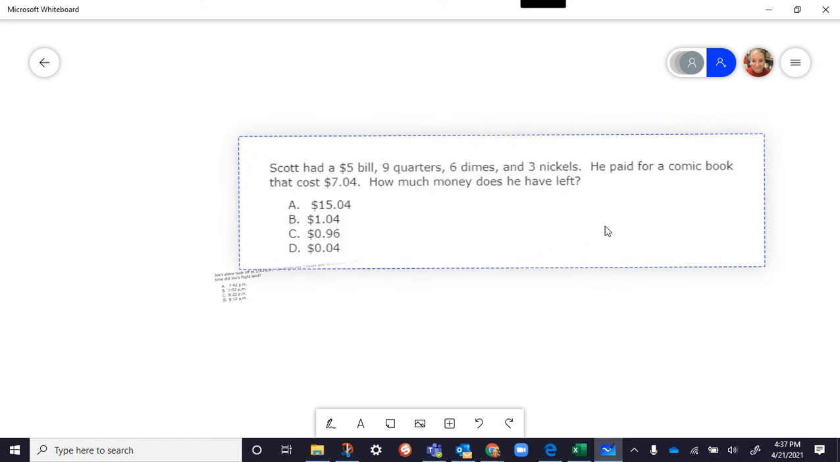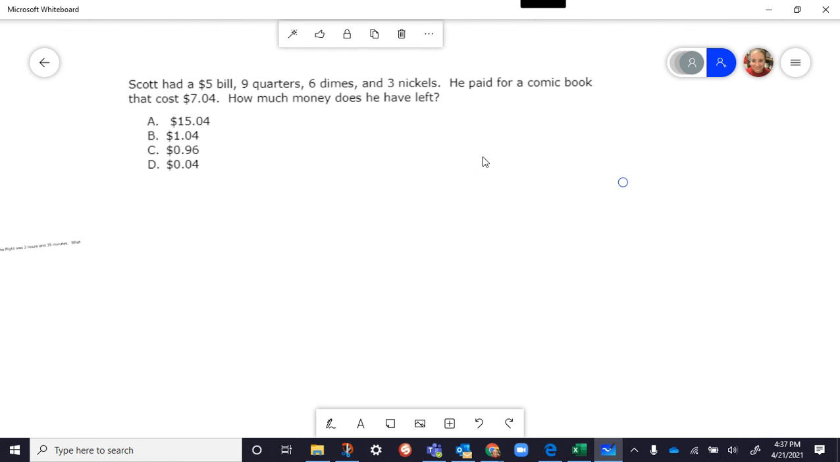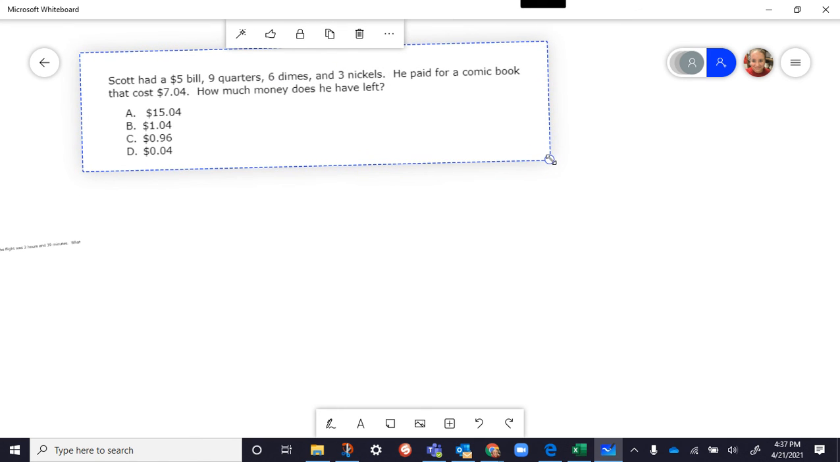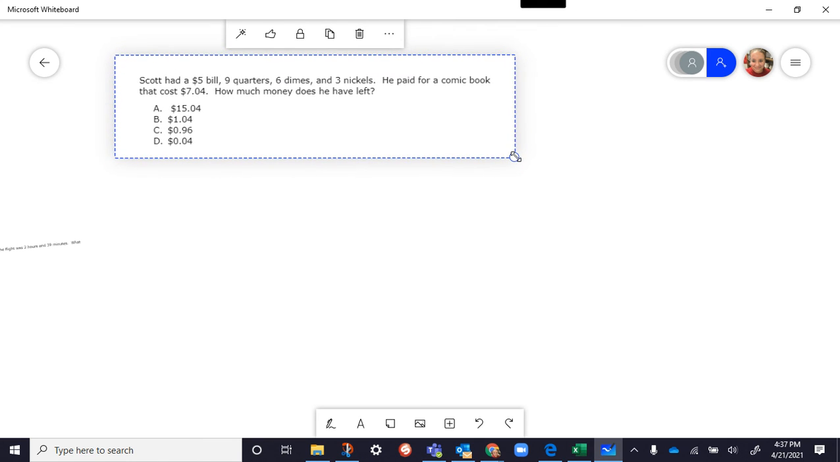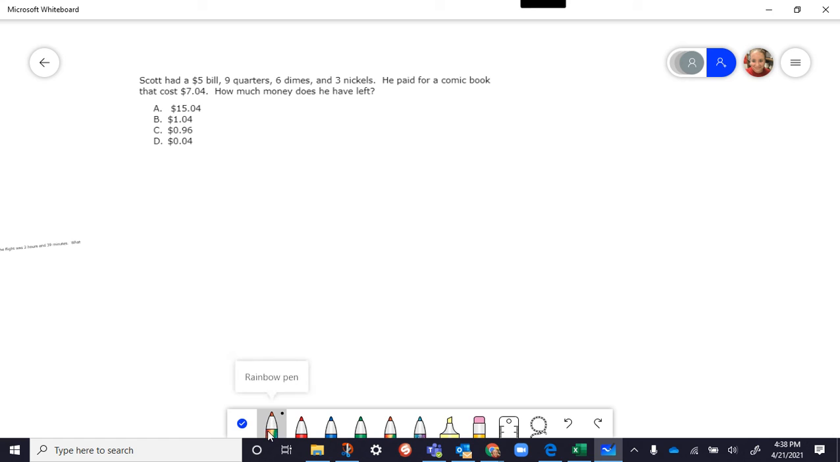All right, here we are getting into the money portion. So Scott's got some money, probably more than me. Let's see what he has. All right, what's this pen called? Rainbow pen. We have 2 rainbow pens.